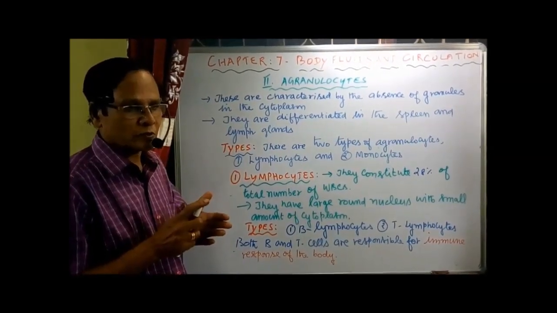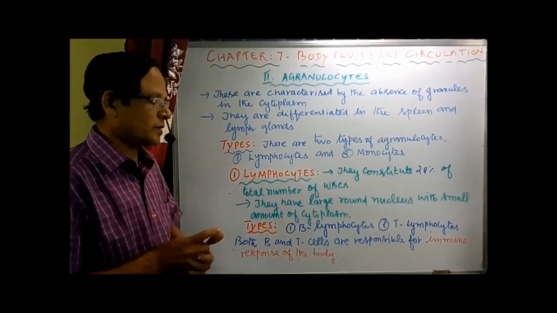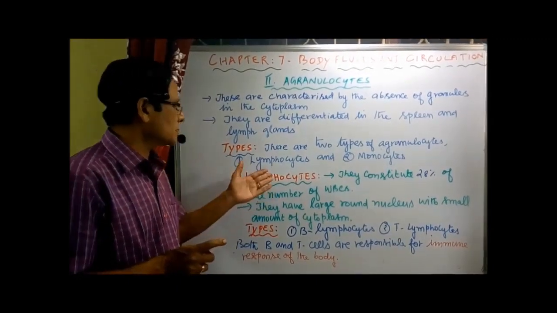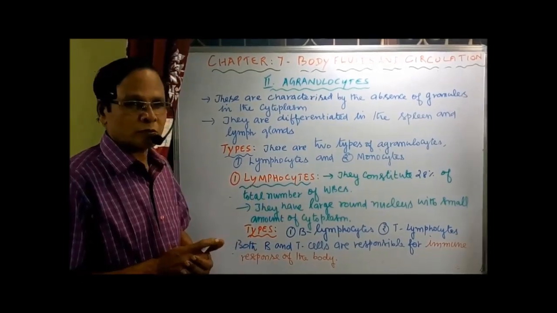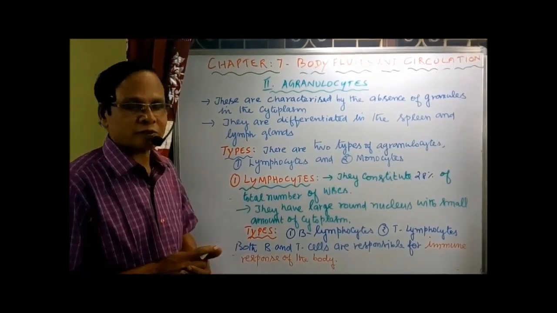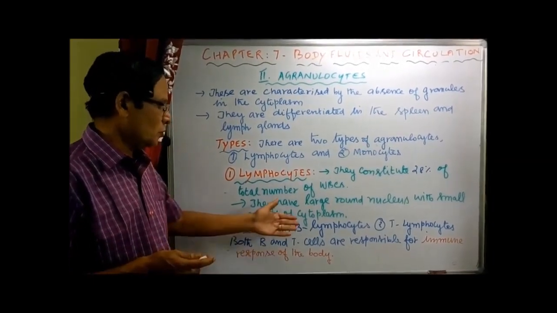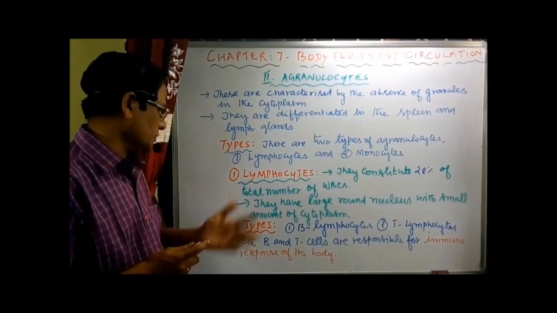So the proportion of nucleus and cytoplasm, if you are comparing the ratio, the nucleus is larger, but the amount of cytoplasm is less. Now what are the types of lymphocytes? There are two types. B lymphocytes produced in the bone marrow. T lymphocytes, otherwise called thymocytes. We'll be studying later in immunology. Bone marrow lymphocytes and thymocytes are thymus lymphocytes.